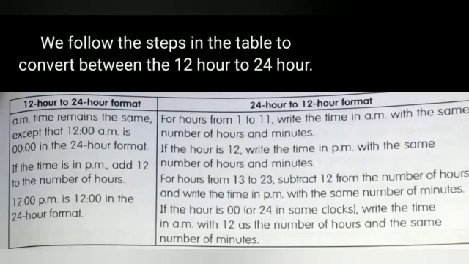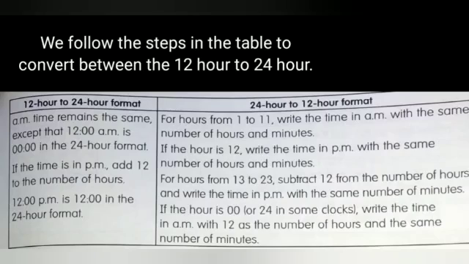See the timetable, 12-hour to 24-hour format. AM time remains the same, except that 12 AM is 0000 in 24-hour format. That means we don't change the AM, that is ante-meridian time. Next thing, if the time is in PM, add 12 to the number of hours. Next thing, 12 PM is 12 in the 24-hour format. 12 PM stays the same.